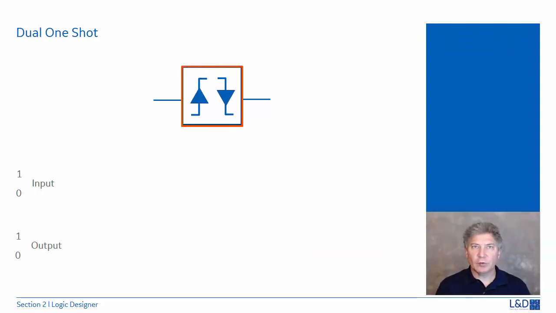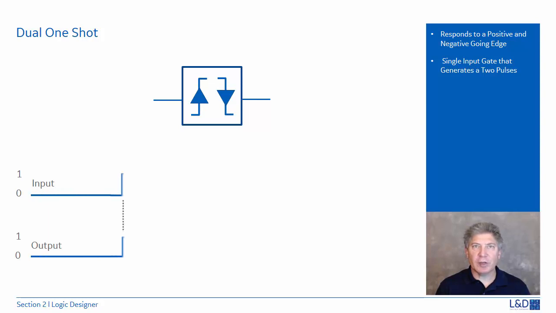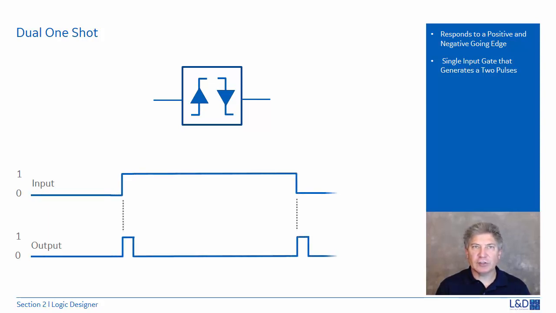The symbol here is for a dual one-shot. A dual one-shot symbol responds to a positive and negative going edge in the logic designer diagram. It also generates two pulses. The graph shows the relationship between the input and the output of a dual one-shot. On both the positive and negative transitions of the input, a short duration pulse is generated on the output.